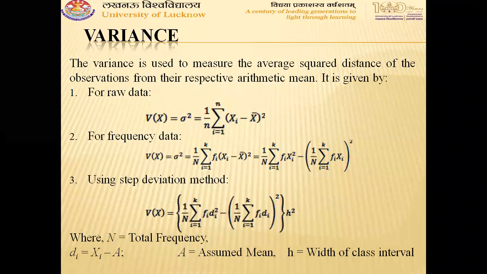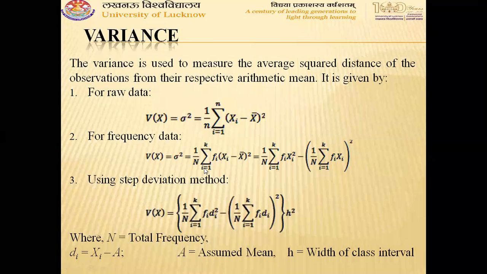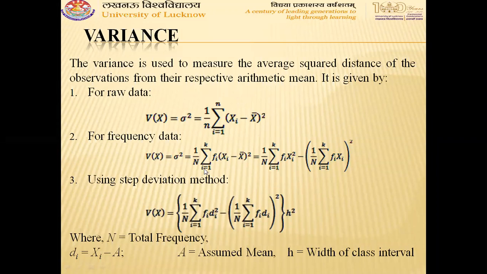The properties of standard deviation can be mentioned much more easily in terms of variance as compared to standard deviation. The variance is used to measure the average squared distance of observations from their respective arithmetic mean. For raw data, the variance of x is given by sigma square equals 1 upon n summation i goes 1 to n xi minus x bar whole square. And for frequency data, it is given by sigma square equals 1 upon capital N summation i goes 1 to k fi xi minus x bar whole square.